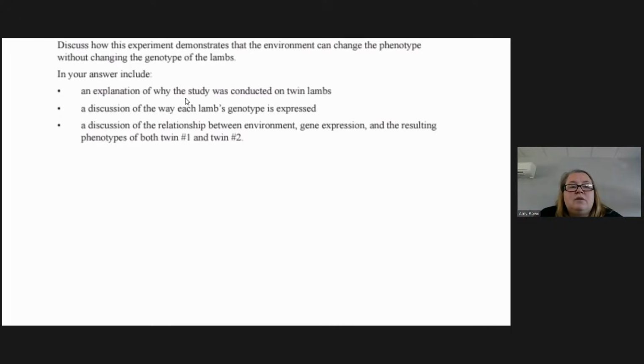So we are asked to give an explanation of why the study was conducted on twin lambs, the way in which each lamb's genotype is expressed, and then to discuss the relationship between environment, gene expression, and the resulting phenotypes of twin 1 and twin 2. So let's start on the first point here.